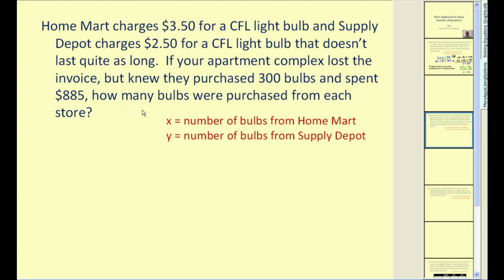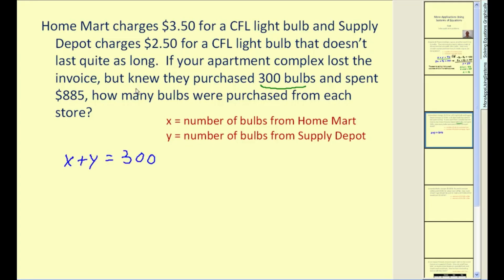So again, we'll identify our variables. Let's let x equal the number of bulbs from HomeMart and y equal the number of bulbs from the Supply Depot. Since we know we purchased 300 light bulbs, we should be able to conclude that x plus y must equal 300.